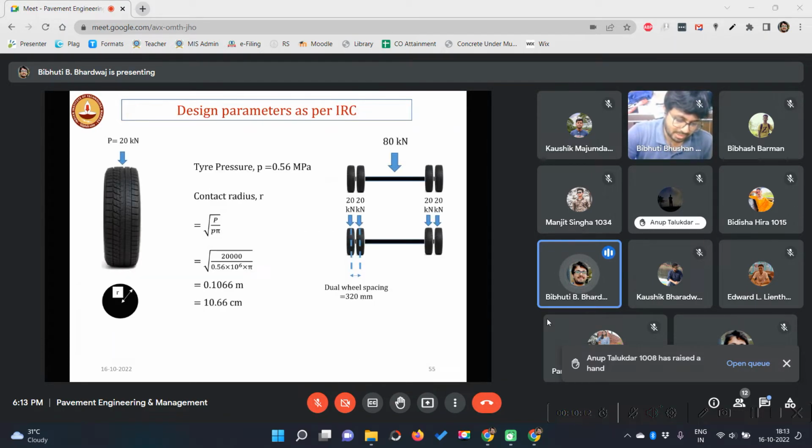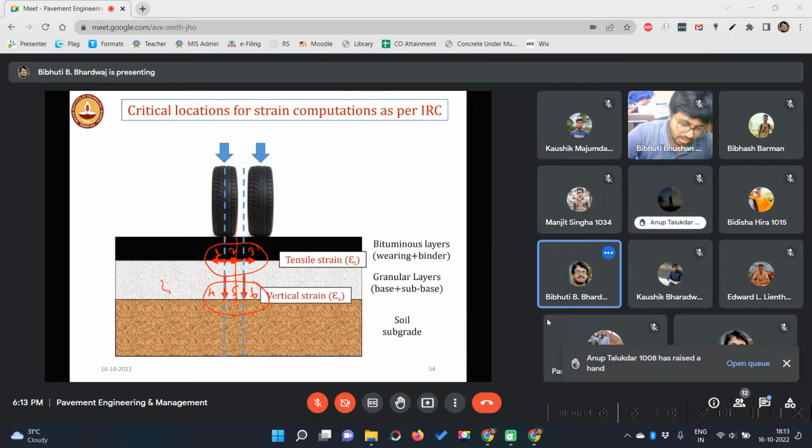Anyway, moving next. Now this tire is resting at the top of the road like this. So any tire which is resting at the top of the road like this, what do you think the imprint shape will be generally? What should be the imprint shape?